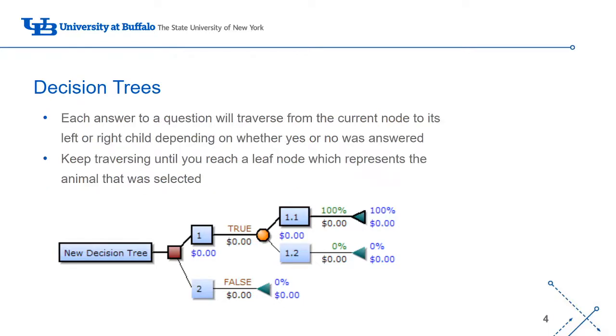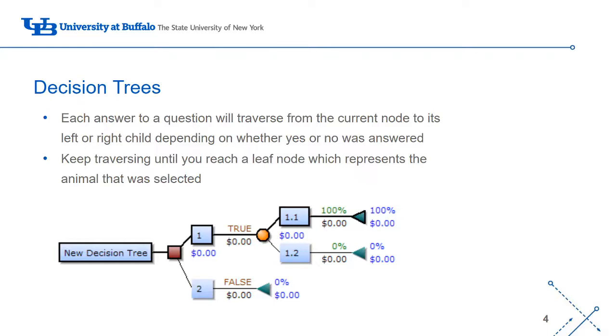In our homework assignment, we will be using decision trees to determine animals based on a set of yes or no questions. Each answer to a question will travel to the left or right node of the current node, where we will have to answer more yes or no questions until a leaf node representing the animal is reached.